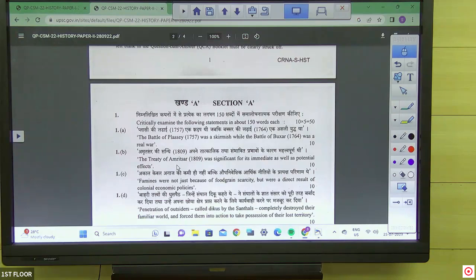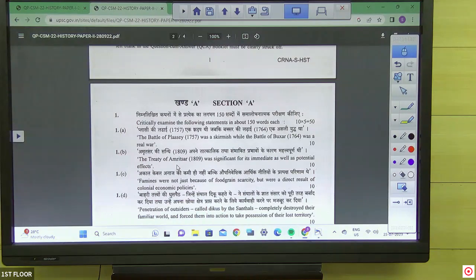What's the second Treaty of Amritsar? It was significant, it had a political effect. This is related to Raja Ranjit Singh. Do you know Raja Ranjit Singh? Right. You have already attended the GS class, you will come to know. This is it. What is the third one?